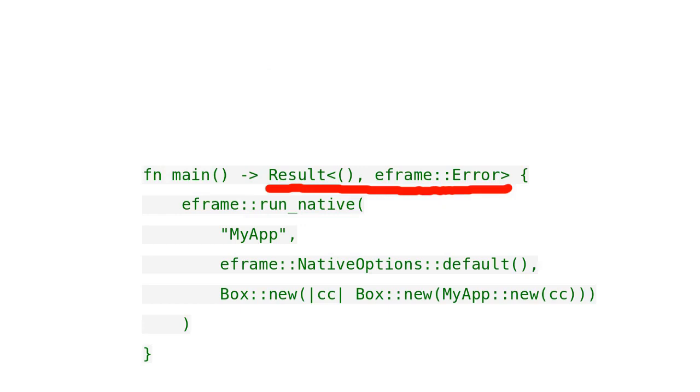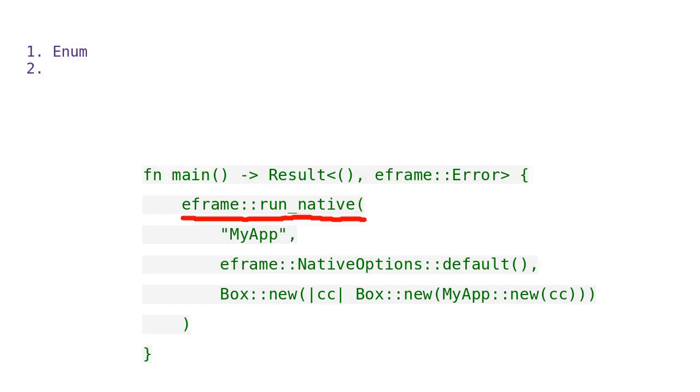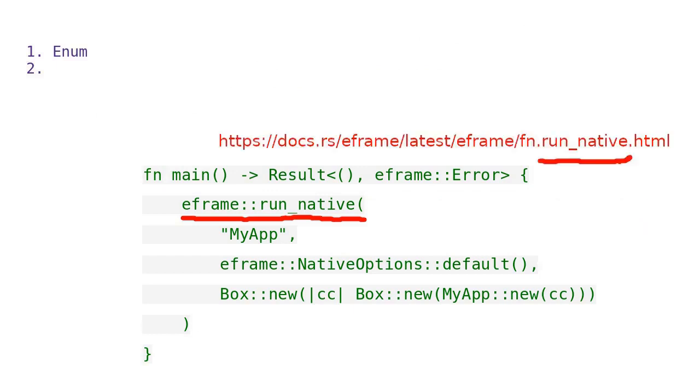Let's get back to our program. Here, the main function returns a type called enum. We will learn what an enum is. Let's have a look at the eframe function run native. This is how we start a desktop app. For detailed information about this function, visit the official website.